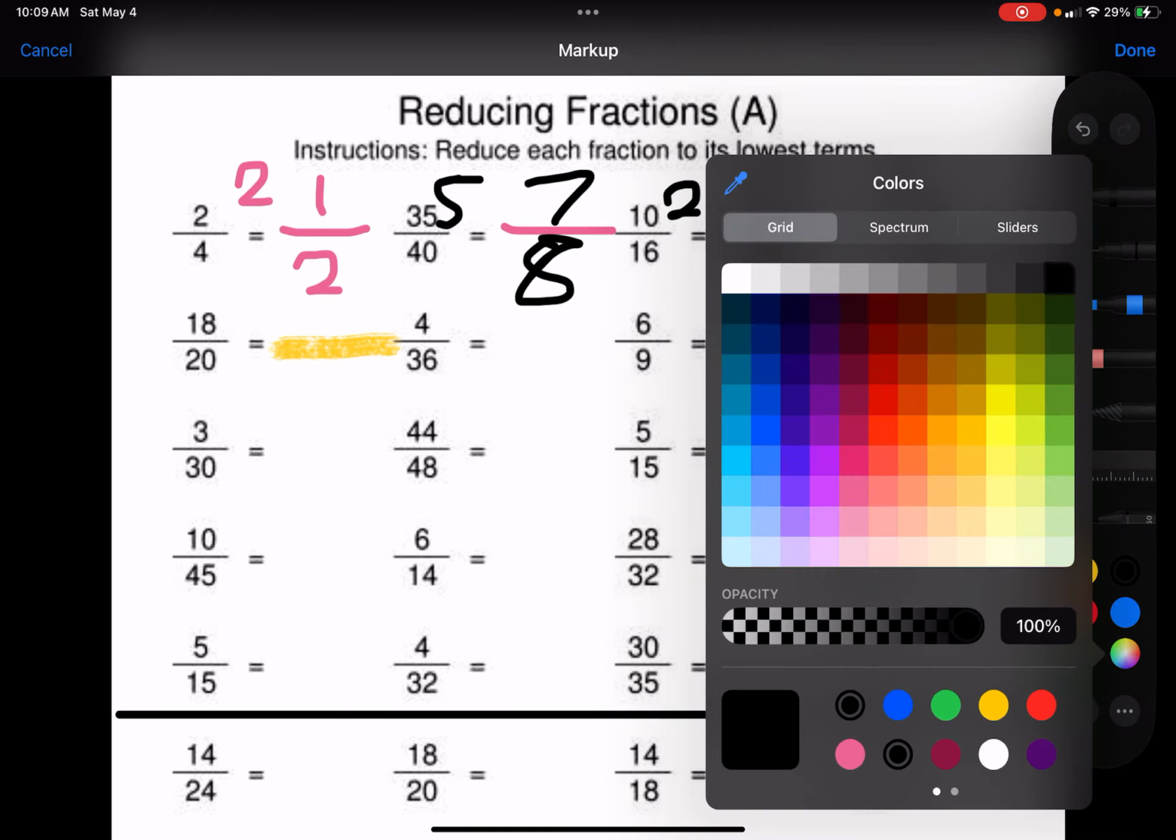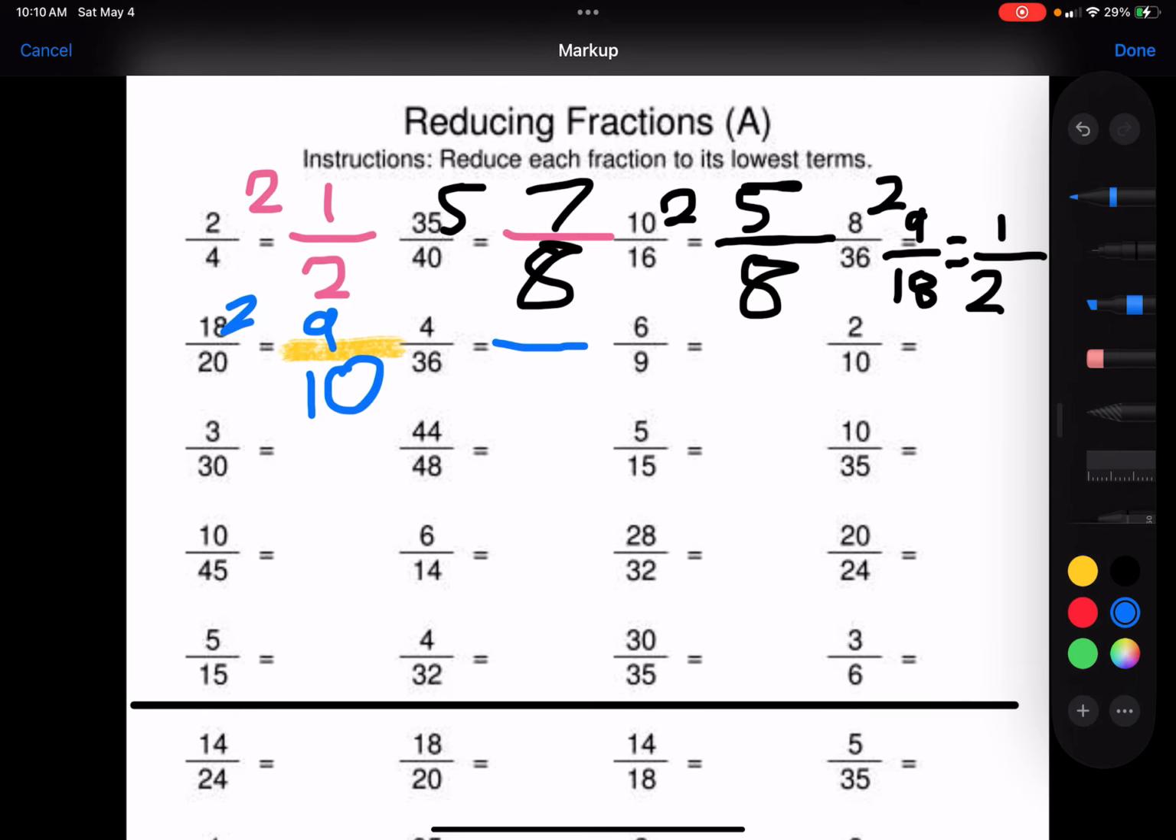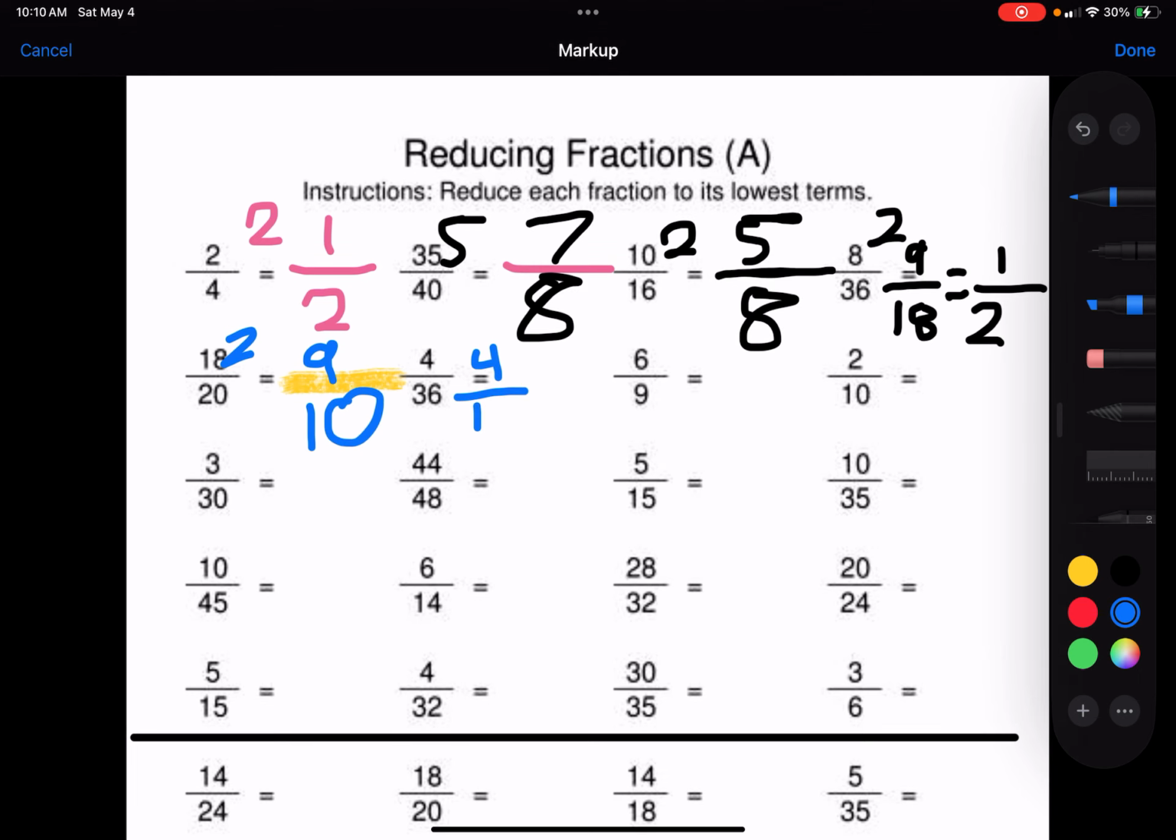Now we're going to be doing 18 and 20. We're going to do 2 times. 18 divided by 2 is 9, and then 20 divided by 2 will be 10. Once again we have 18. And now it will be simplified by the 2 times.